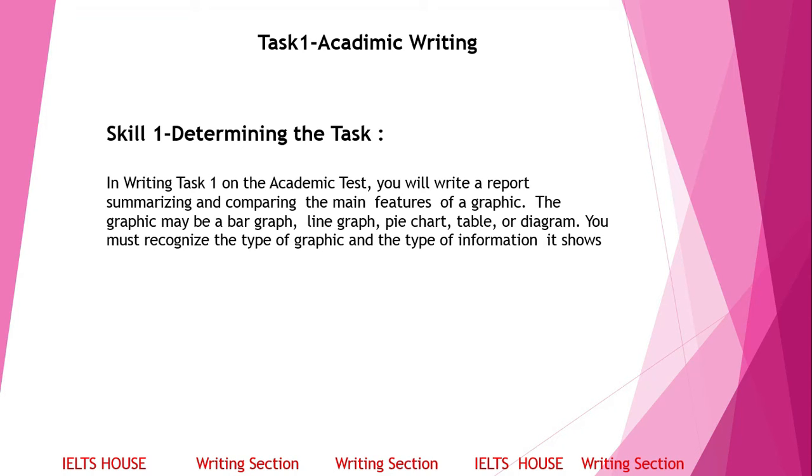Skill 1, determining the task. It says, in writing Task-1 on the academic test, you will write a report summarizing and comparing the main feature of a graphic. The graphic may be a bar graph, line graph, pie graph, table or diagram. You must recognize the type of graphic and the type of information it shows.